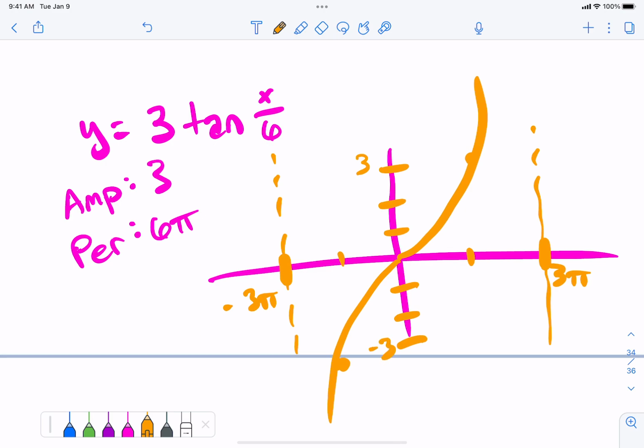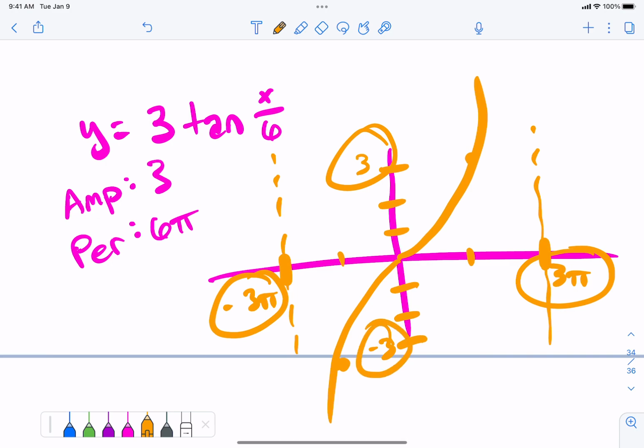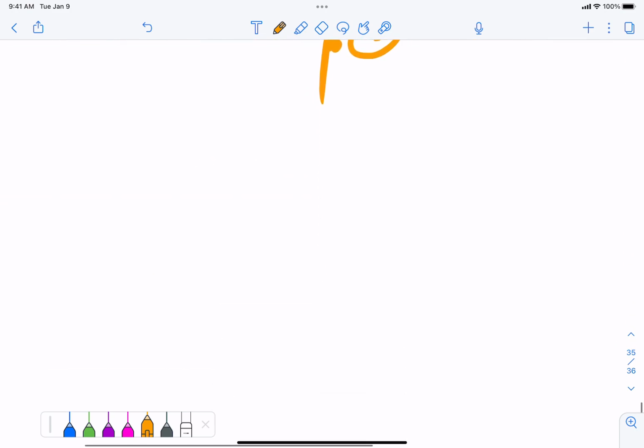When you graph these for a test or for homework, what I'm going to focus on is the labels. You need at least 3 pi and negative 3 pi, and 3 and negative 3. Those labels are what I'm looking for. It's really hard to draw the amplitude for tangent. Can we just label what amplitude would be?